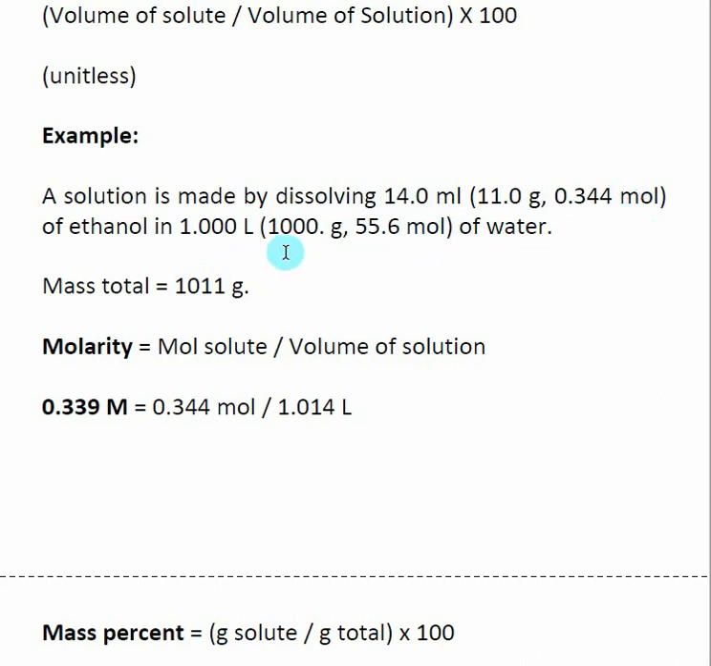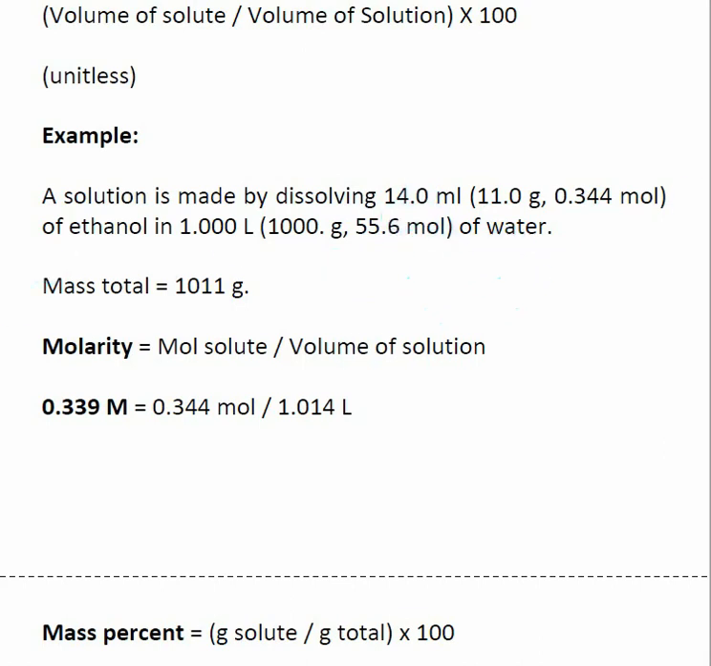And in 1 liter of water, there's 1,000 grams of water and 55.6 moles. So depending on which concentration we're looking at, we're going to be using different values. But notice that in all of these calculations for concentration, we're going to be talking about the same solution of ethanol and water.